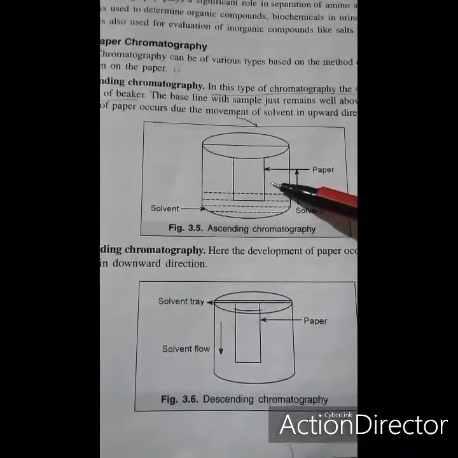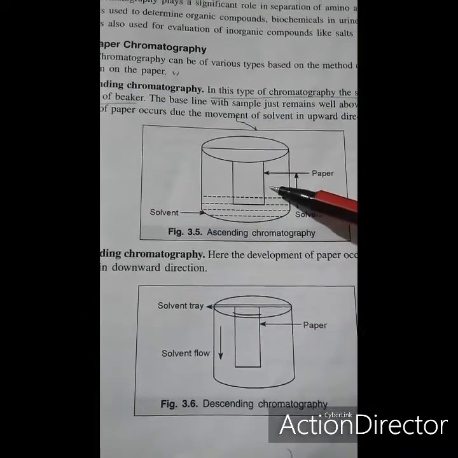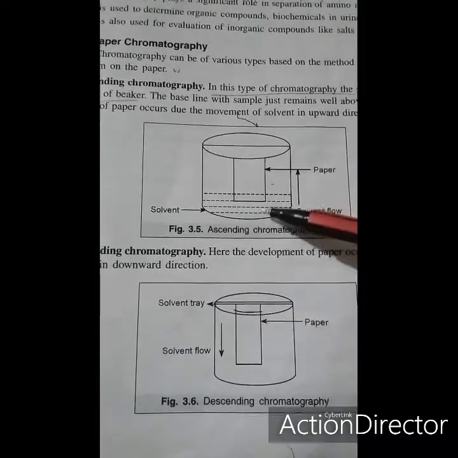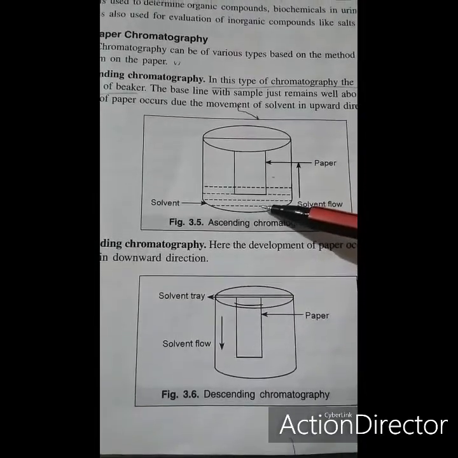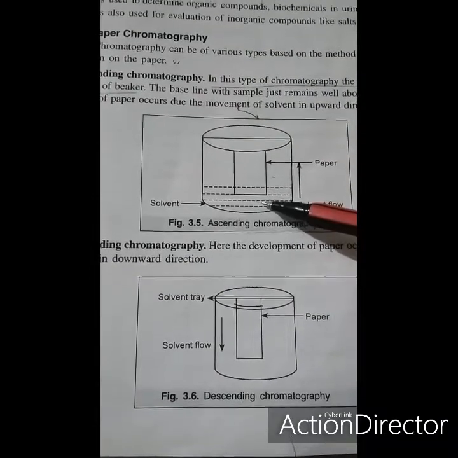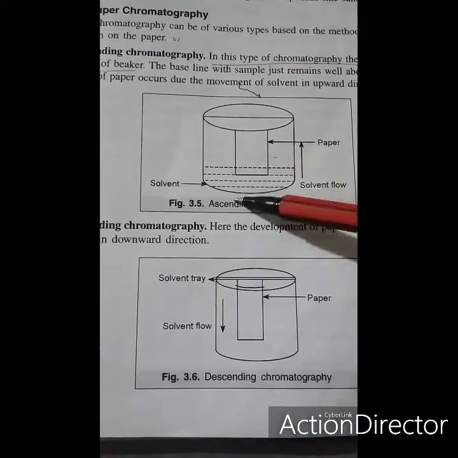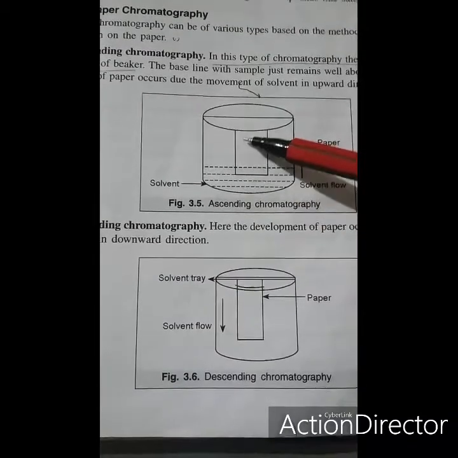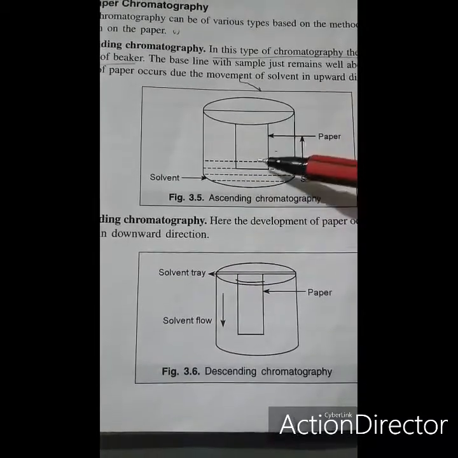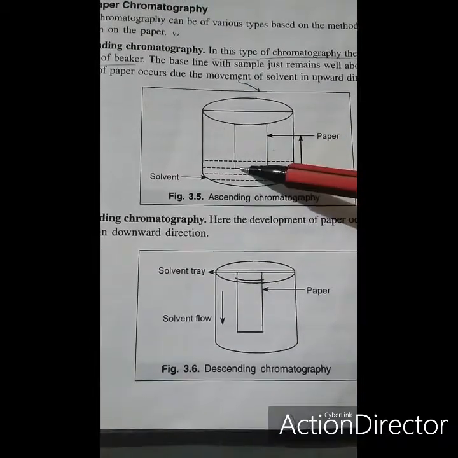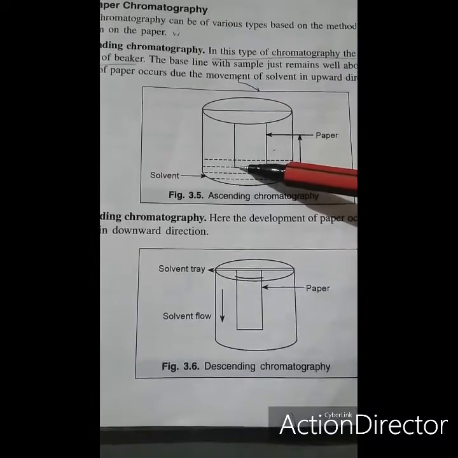Now let us talk about the types of paper chromatography. The first one is ascending chromatography. As the name suggests, ascending means it goes from bottom to top. In that case, we take solvent here and keep the Whatman paper inclined in the chromatographic chamber, and the solvent rises due to capillary action. This type of chromatography is known as ascending chromatography.